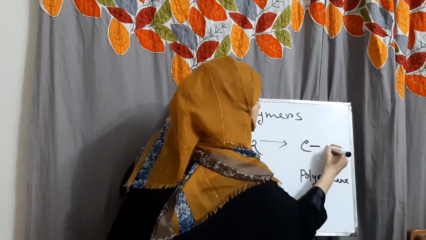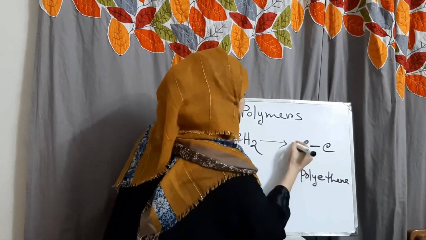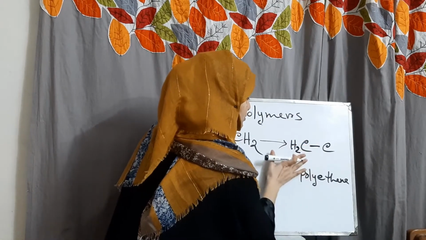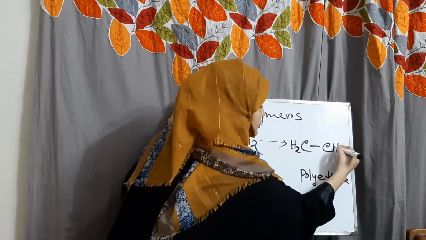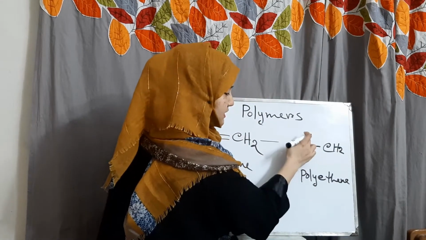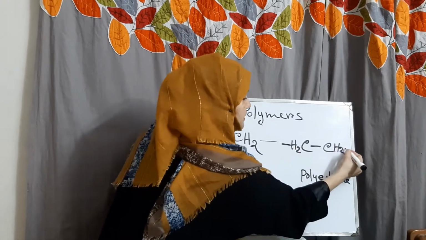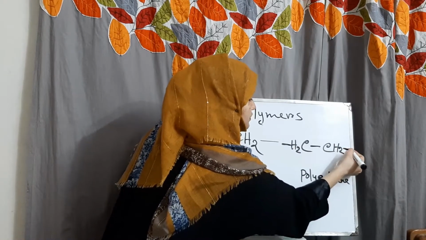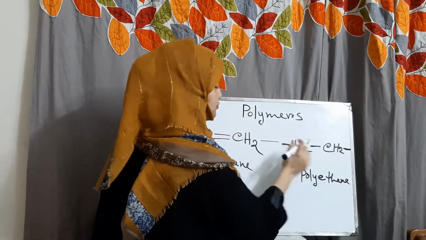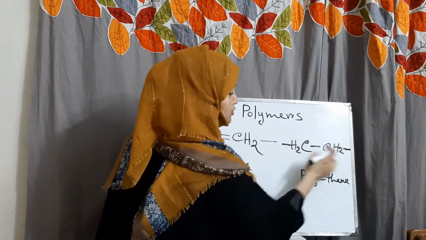Then between the carbons in the middle, we have to draw a single bond. Then CH2, and on this carbon, free hands at the two ends. Okay, two free hands are coming out from the two ends.